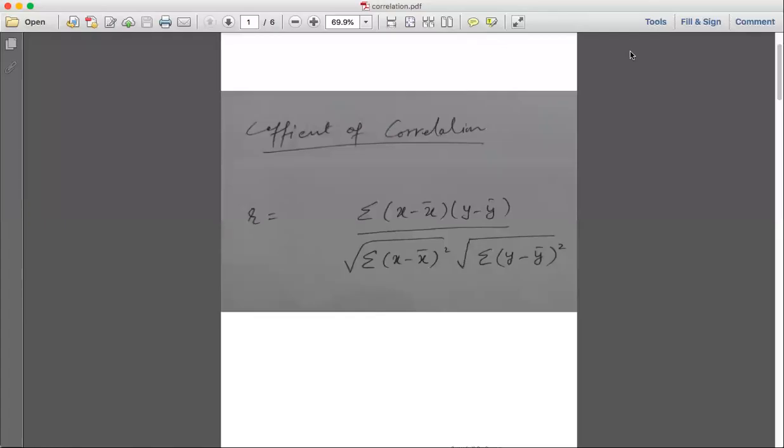Okay, students, our next topic is correlation. And what is correlation? First of all, you know about this. Correlation is also a statistical measure that indicates the extent to which two or more variables fluctuate together.